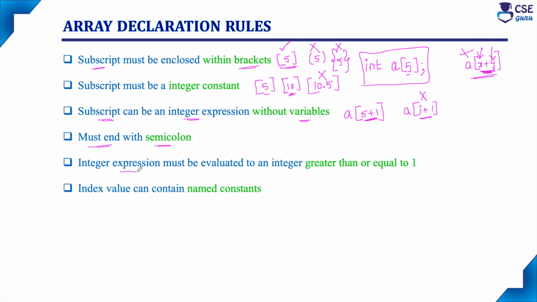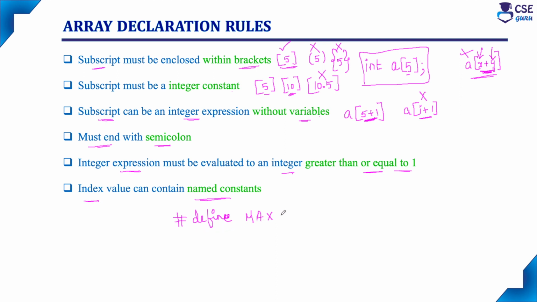The integer expression must be evaluated to an integer greater than or equal to 1. The subscript value should be greater than or equal to 1. Then only the compiler can allocate the size. If it is less than 1, it cannot allocate the size of the array. And the index value can contain a named constant. A named constant means hash define. In the header file section, we give a defined constant.